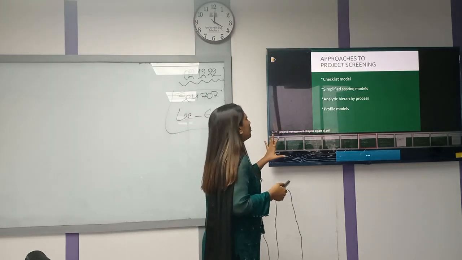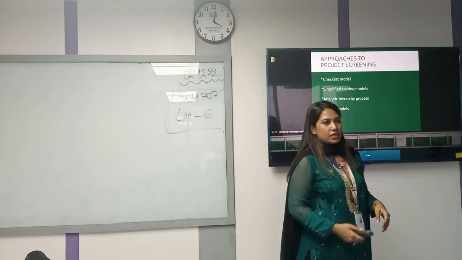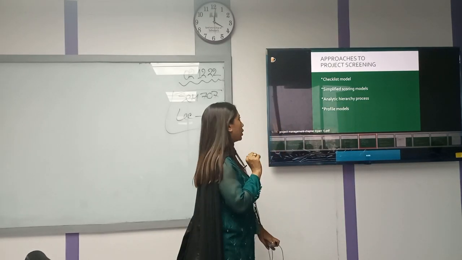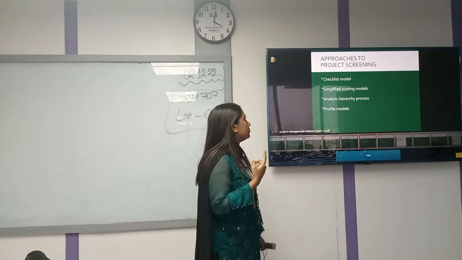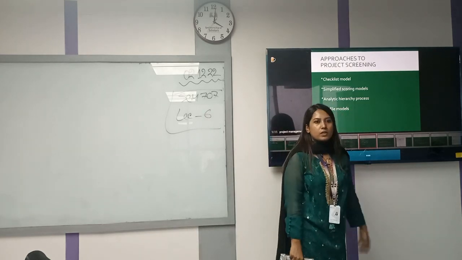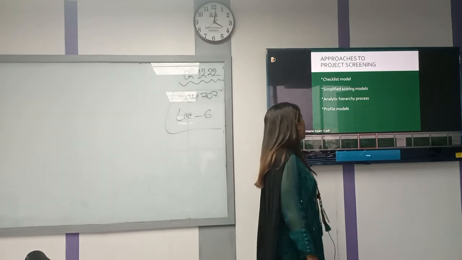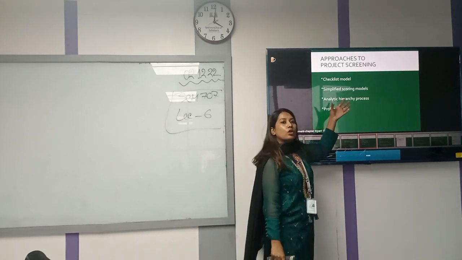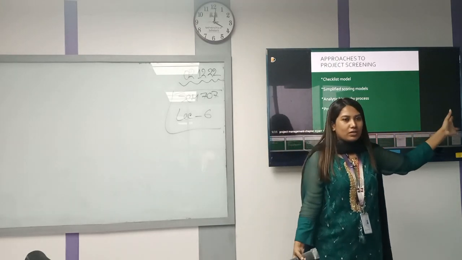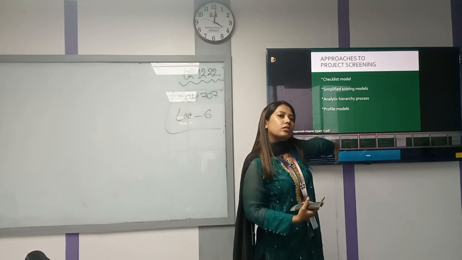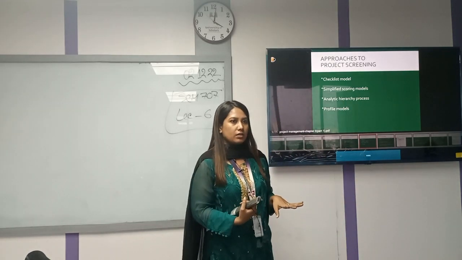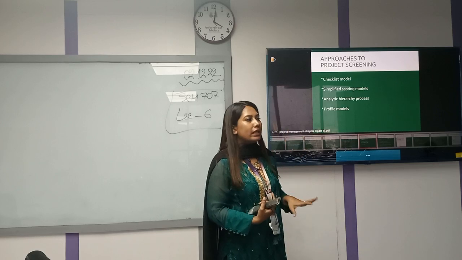Okay, so let's come to the main aspect of this chapter, the models that we are going to use. We are going to discuss 4 kinds of models: checklist model, simplified scoring model, AHP or analytic hierarchy process, in short AHP, and profile models. These are qualitative models. The quantitative part we will do in part 2 of this chapter; ঠিক আছে, today we will do only the qualitative part.